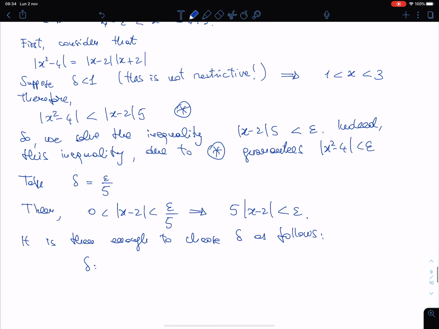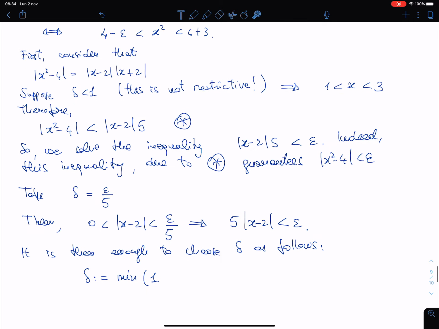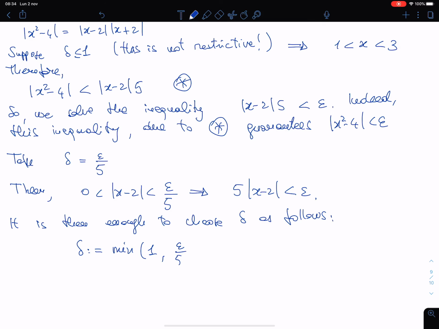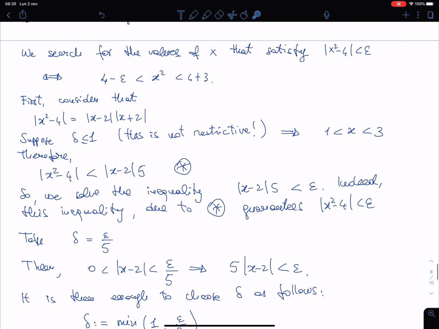Delta is the minimum between 1, which was the first assumption here, and epsilon over 5. Of course, we don't know which is the minimum of the two, because here there is epsilon, which is an arbitrary number. Of course, when you think of epsilon, I recall you, think of a very small number. So, to fulfill this minimum, a good candidate is epsilon over 5. However, formally, we have to remember that we chose also 1 at the beginning.